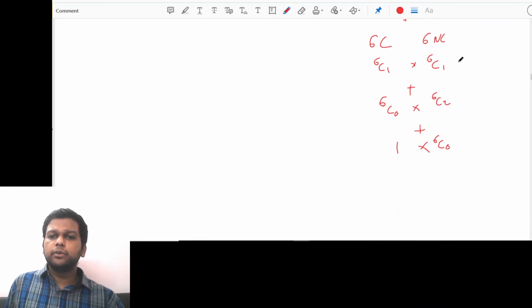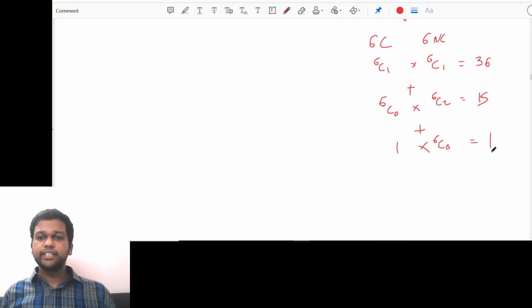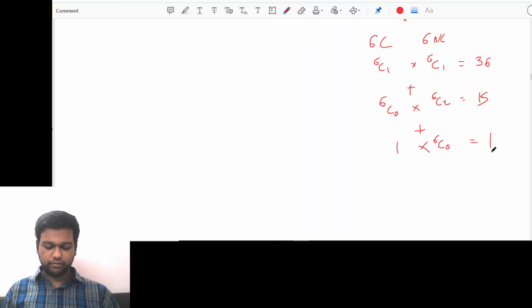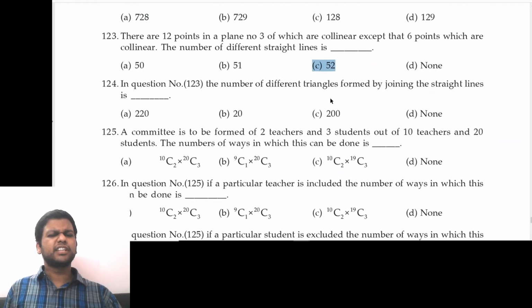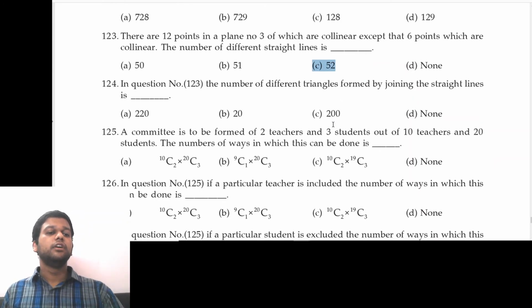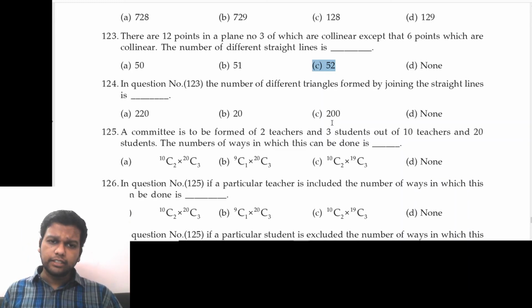So this is 6 into 6, 36. This is 1 into 15, 15, and this is 1. So 36 plus 15 plus 1, 52 is the correct answer. Option C. Such kinds of questions are also there in the exercise. 124 is also dependent on it. In question number 123, the number of different triangles formed by joining the points is.